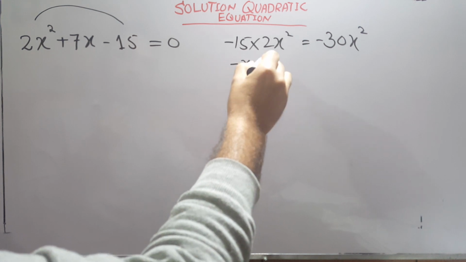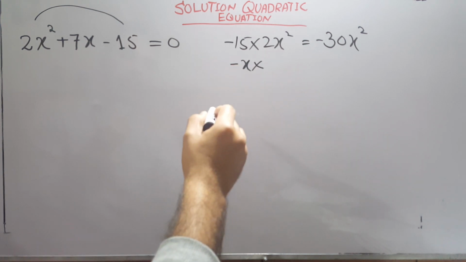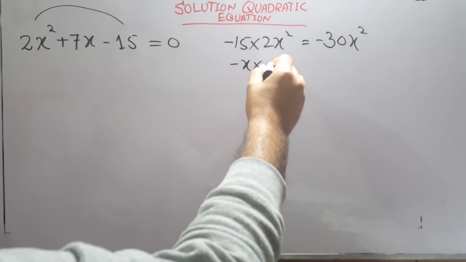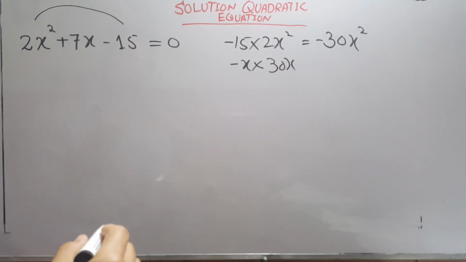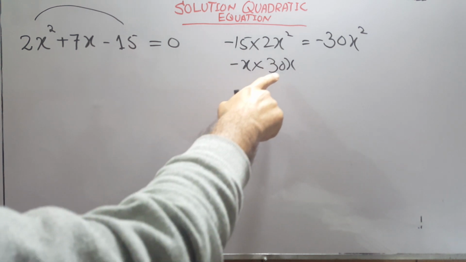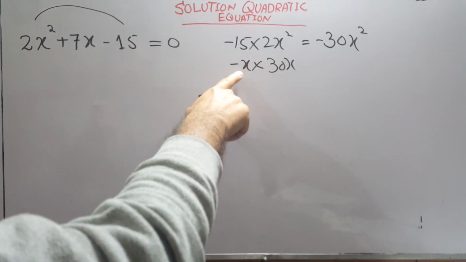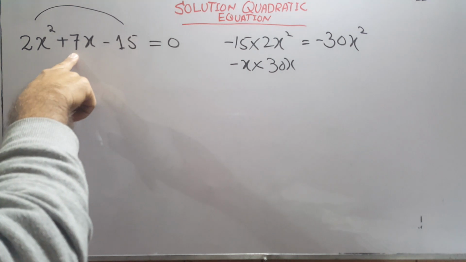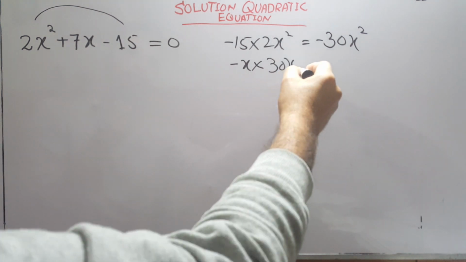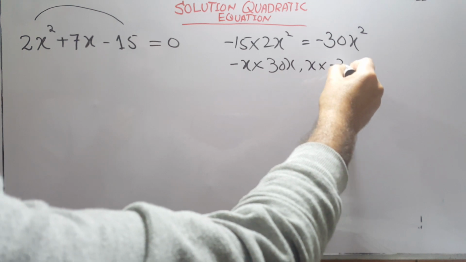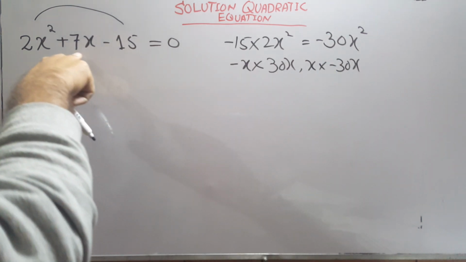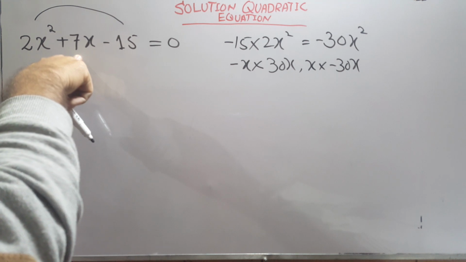You can do minus x into 30x, which would give you minus 30x squared. But if you see, plus 30x and minus x will not give you 7x. So we discard this one. Then the other one you can use is x into minus 30x. The same, it will not give you 7x if you add or subtract them.